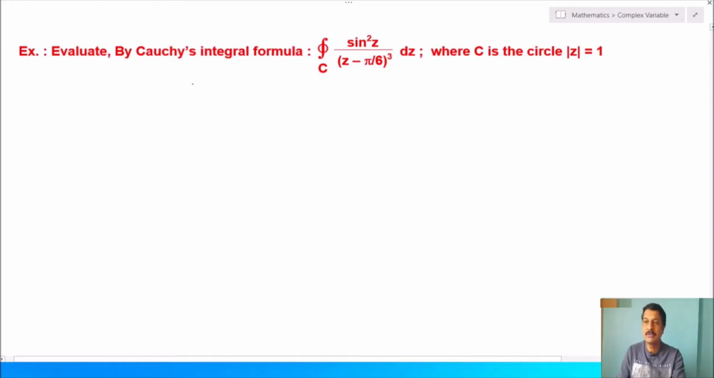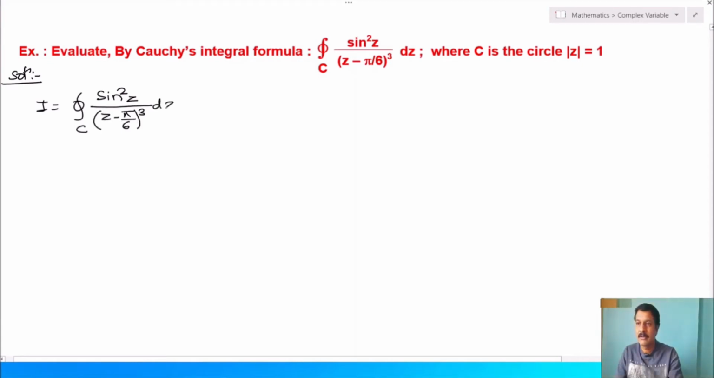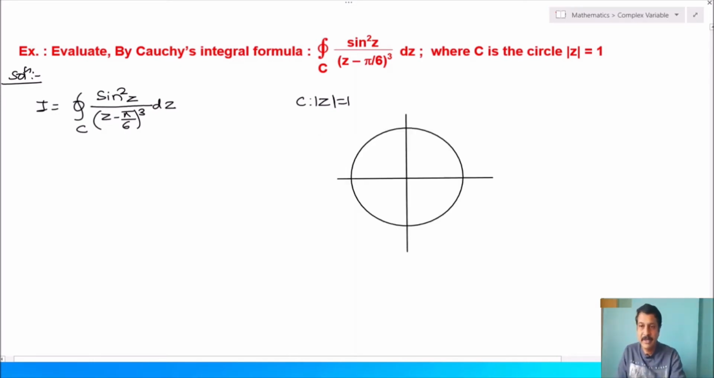Consider an example on Cauchy's integral formula: integration over C of sin square z upon (z minus pi by 6) whole cube dz, where C is the circle mod of z equal to 1. So the solution: the integral over C of sin square z upon (z minus pi by 6) whole cube dz, where C is the circle mod of z equal to 1. It means that it is a circle with radius 1 and center at 0, 0. So here is the circle with center at 0, 0 and radius 1. This is the x axis, this is the y axis.